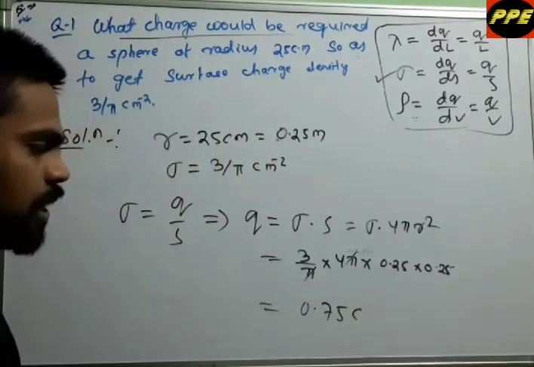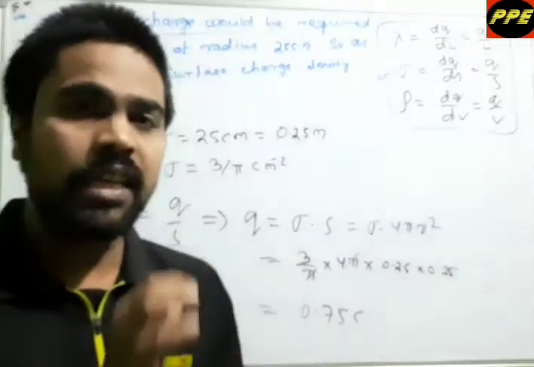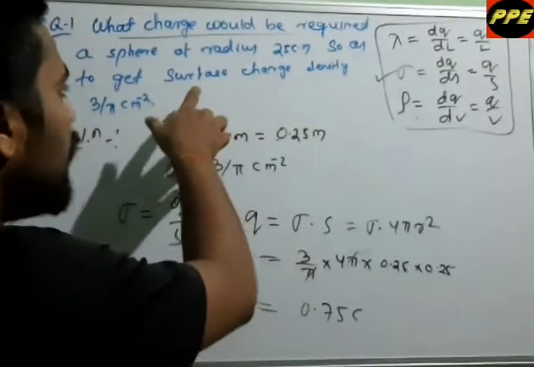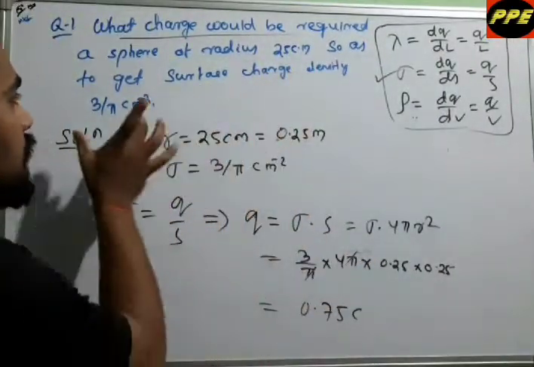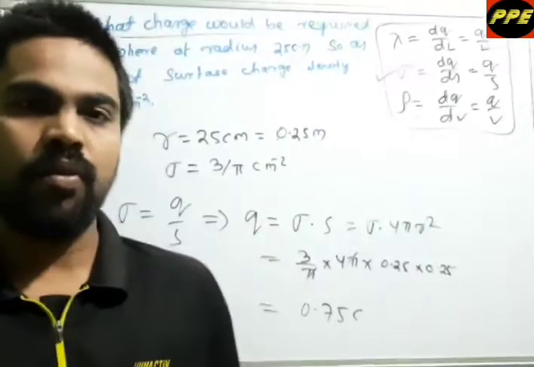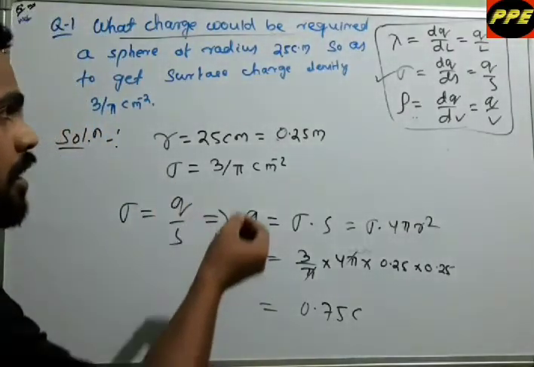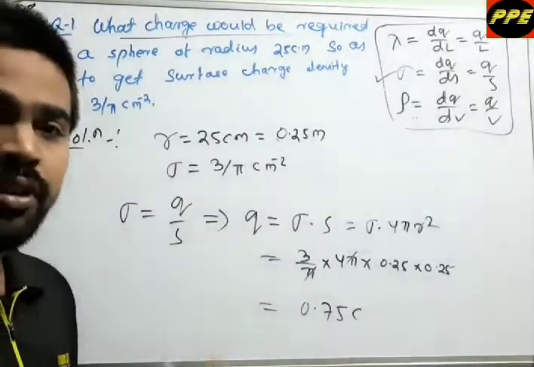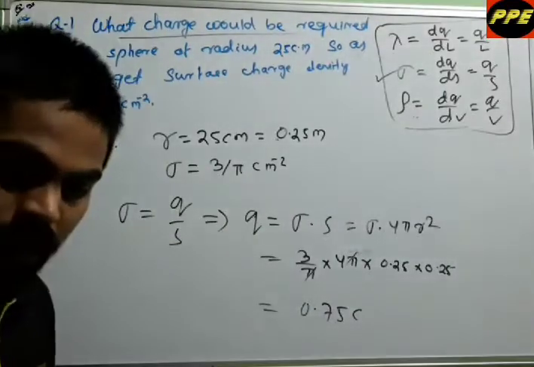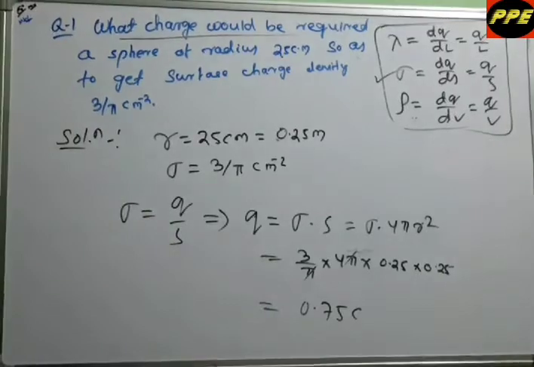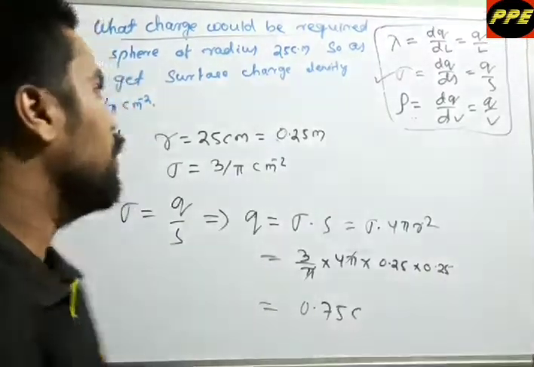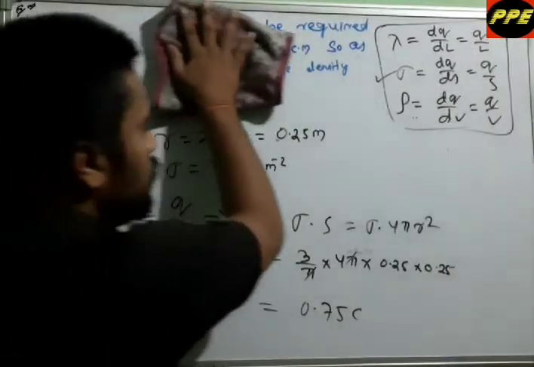Okay, 0.75 coulombs of charge is required to get a sphere of surface charge density 3 by pi coulomb per meter squared. Got it? So this is a simple question that is asked in your board exam. Okay. Next we'll go to another new topic that is called electric dipole.